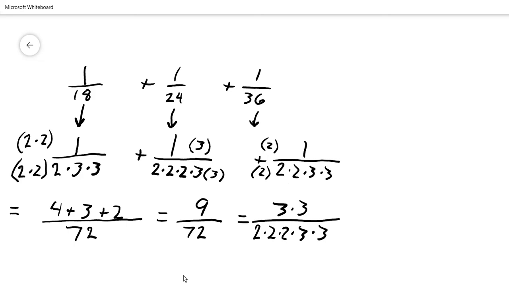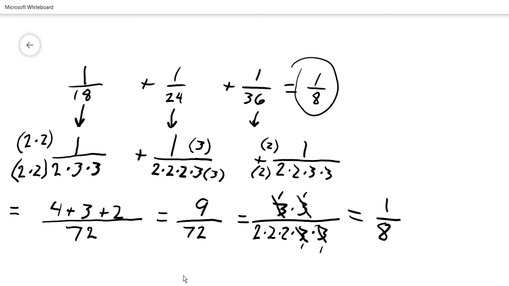That's a division sign. In other words, what we have here is 3 divided by 3 is 1. And 3 divided by 3 is 1. Now on top we've got 1 times 1 is 1. On the bottom we've got 2 times 2 is 4 times 2 is 8 times 1 is still 8 times another 1 is still 8. So all this equals 1/8. See, it's like magic.